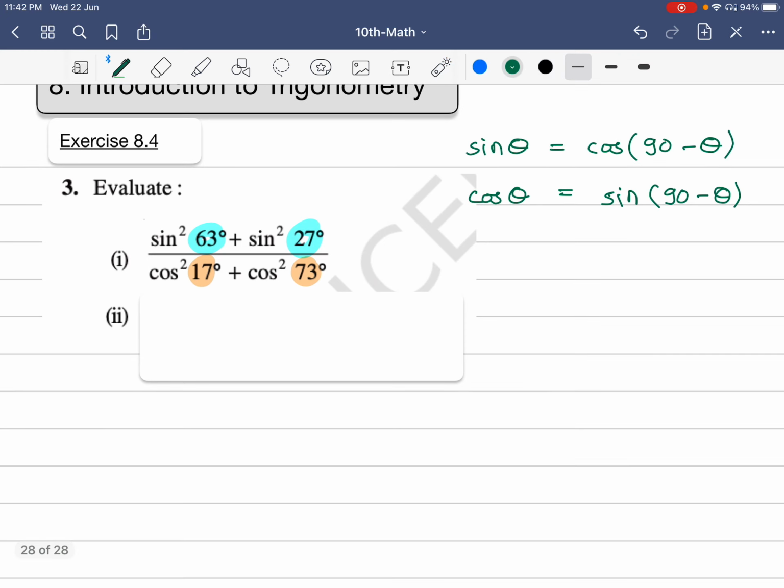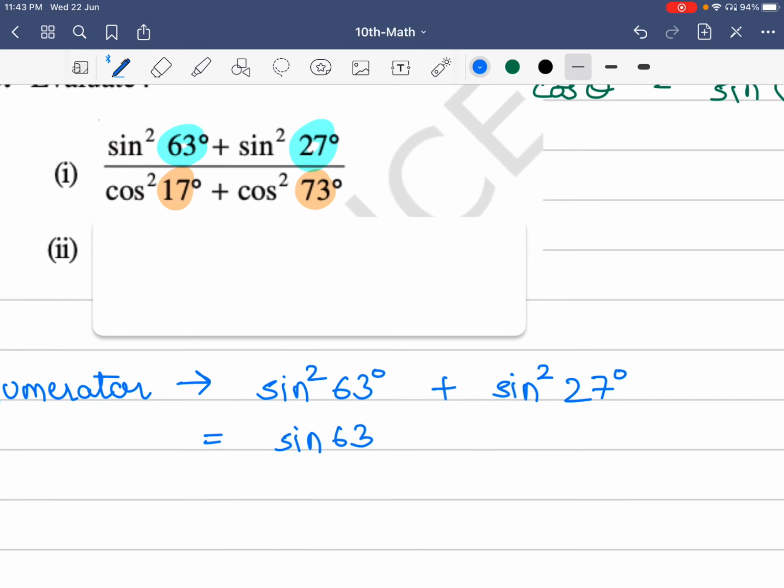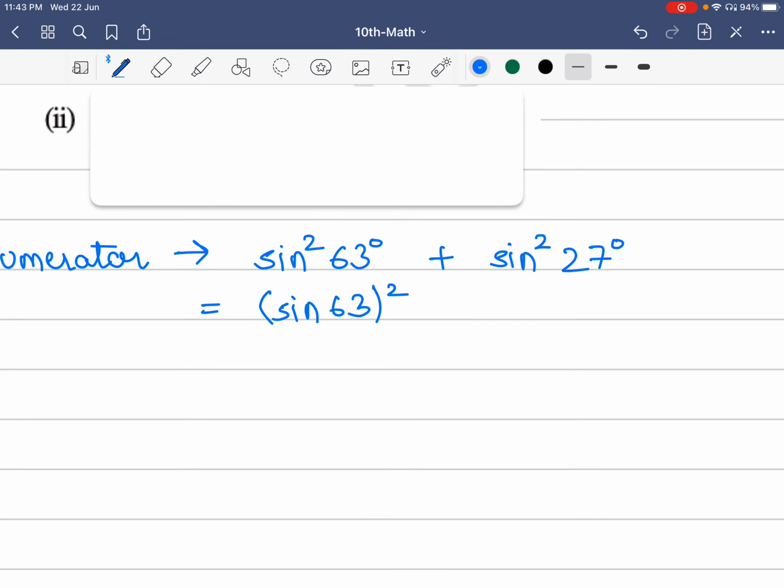Now I'm going to start with the numerator first. So let me write here numerator. Yes, numerator is equal to what? Sine square 63 degree plus sine square 27 degree. Let's write it properly. Now this is equal to sine 63 the whole square plus sine 27 the whole square.